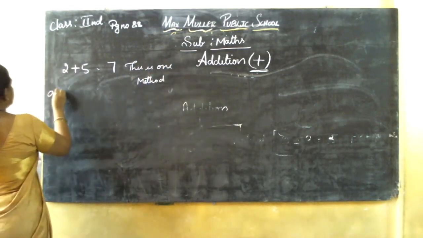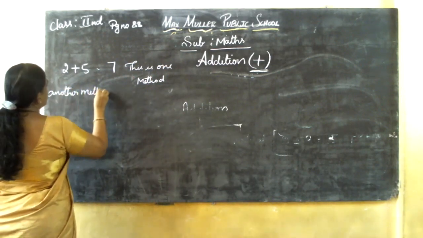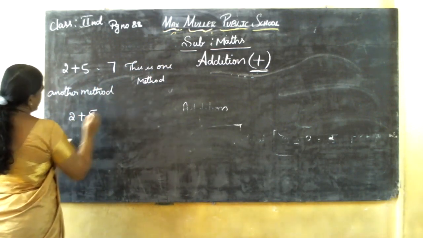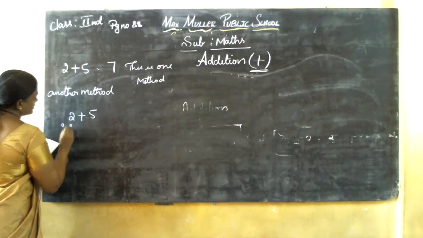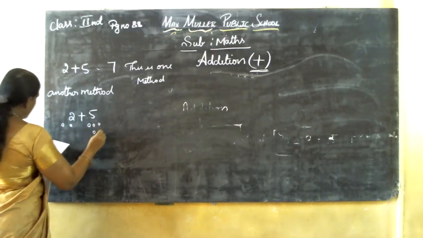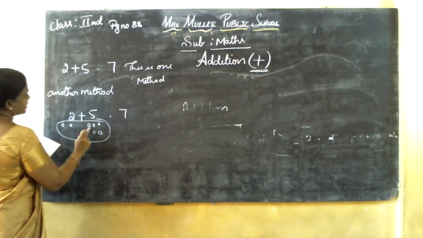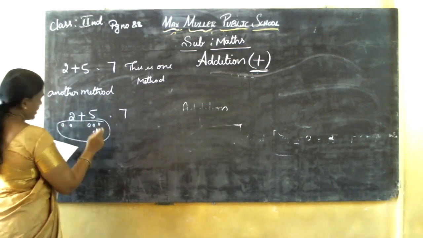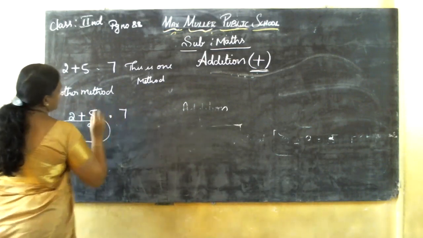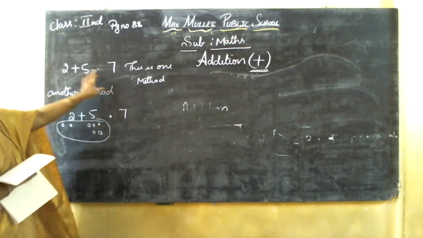Another method: 2 plus 5. Here 2 means you put small dots. Here 2 dots, and here 1, 2, 3, 4, 5. Now you count these, and then you write 7: 1, 2, 3, 4, 5, 6, 7. So you can follow any method, children. You can use these two methods. 2 plus 5 is 7.